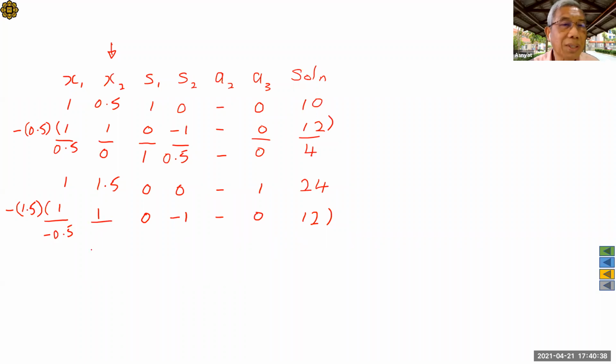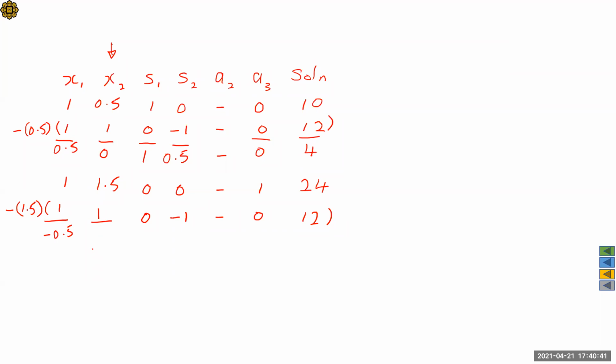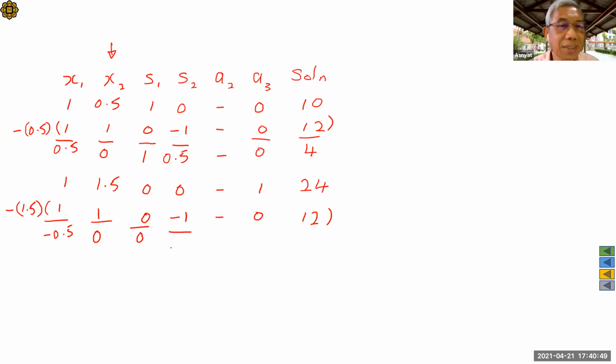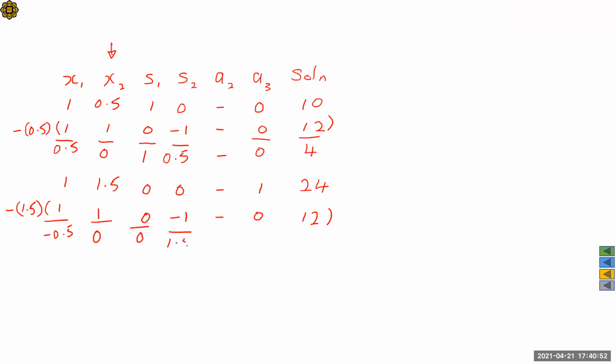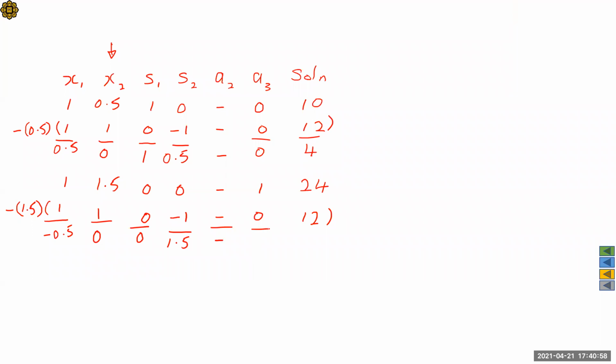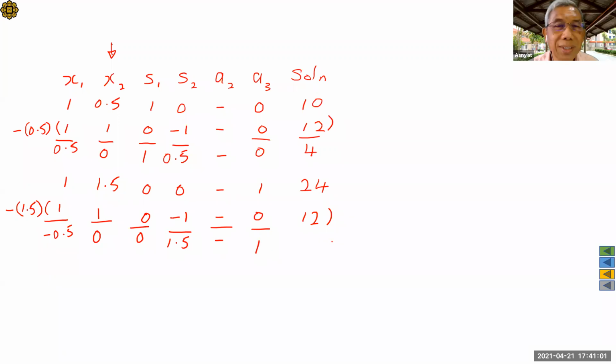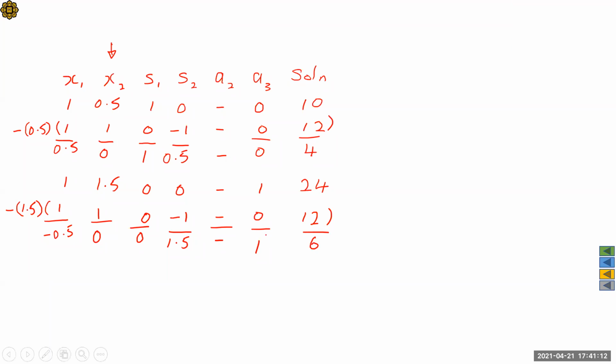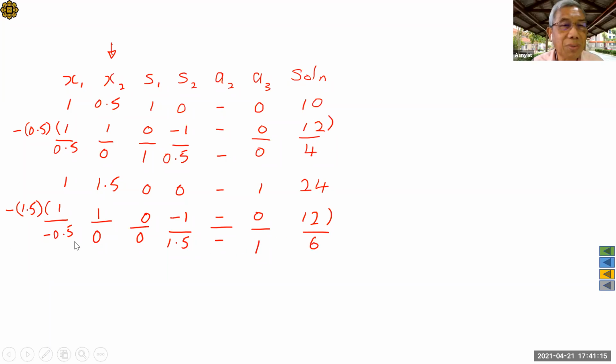Then 1.5 minus 0, negative. Next one, of course, 0. Yeah, 1.5. Positive or negative? Positive. Here, dash. Okay. Here, 1. Then 24 over 6, minus 1.5 times 12. Somebody says 6. Okay, yeah. So 0, negative 5, 0, 0, 1.5, dash, 1, 6.